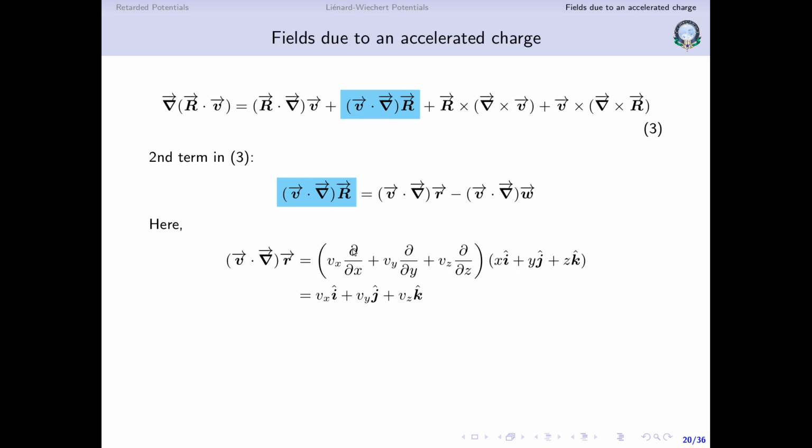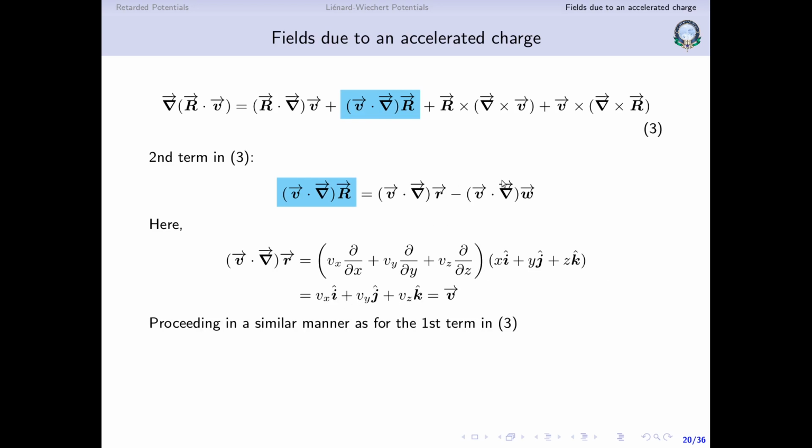And when I differentiate, Vx into dou x by dou x will give us 1. So Vx into i cap. Vy into dou y by dou y is equal to 1 again, so it will give us Vy into j cap. Vz into dou z by dou z is equal to 1, into k cap. So it will give us Vx i cap plus Vy j cap plus Vz k cap. This is nothing but the velocity V.